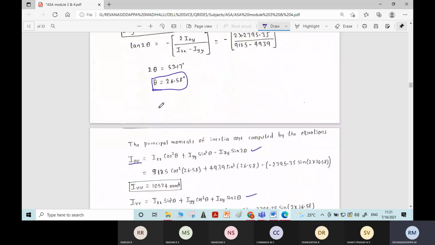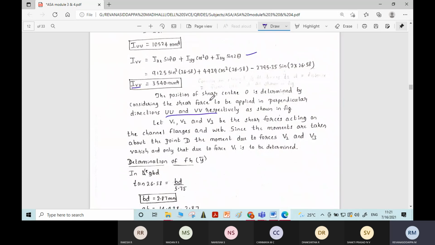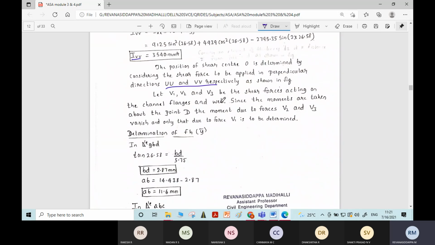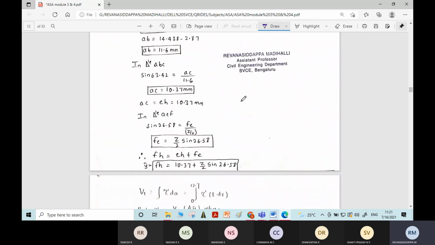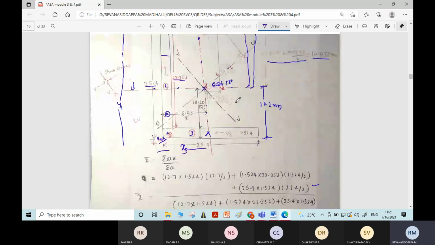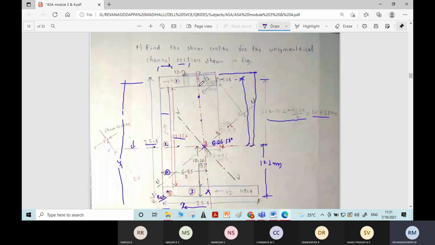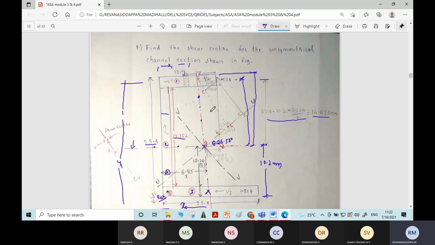To find that eU, initially you need the moment of inertia about axis u and axis v, that we have already determined. Now you need the distance fh. We need the distance fh to find this eU, meaning the location of the shear center.